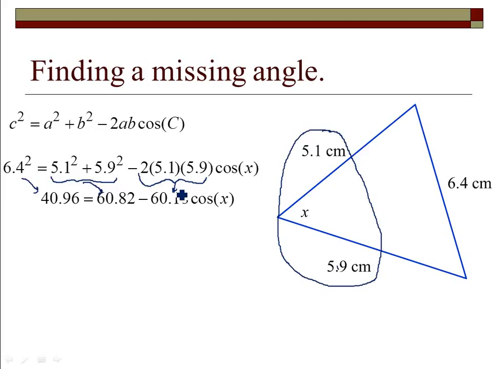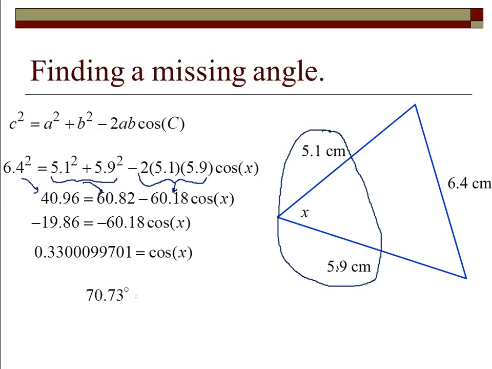Okay. Next step is I'm going to subtract 60.82, divide by negative 60.18, just like I would solve normal equations. And again, don't over round these things. Even if I round to 0.33, I'm probably going to be okay. But it's already in your calculator. So now, all I've got to do is hit second cosine, or shift cosine, and we get our angle. So our angle is 70.73 degrees.